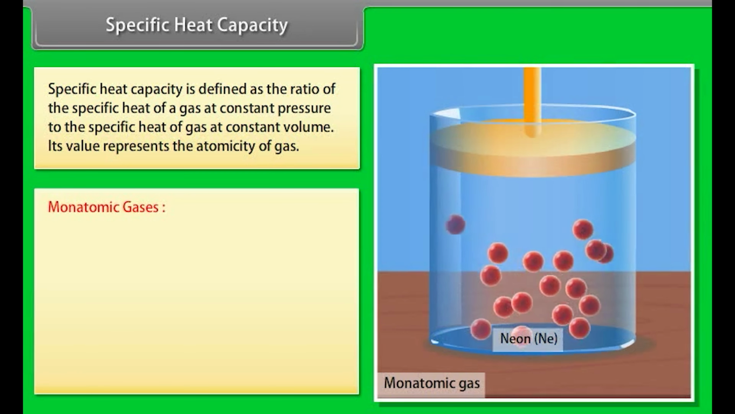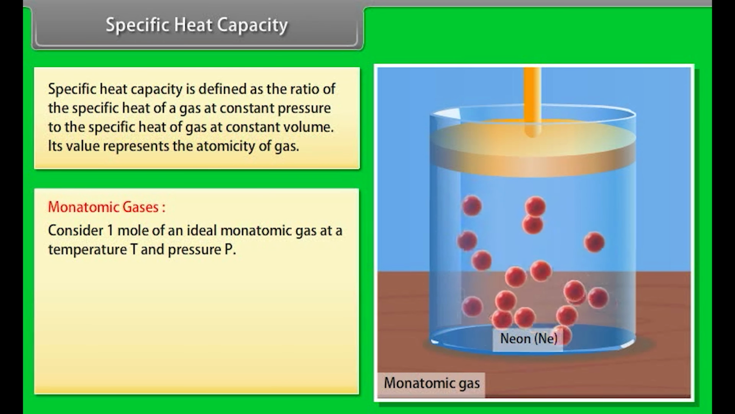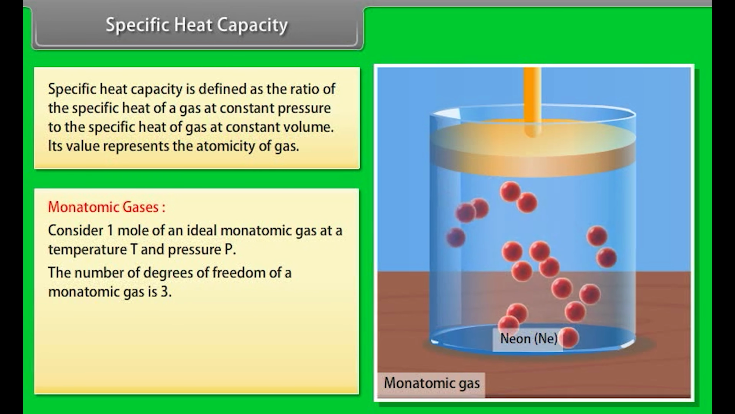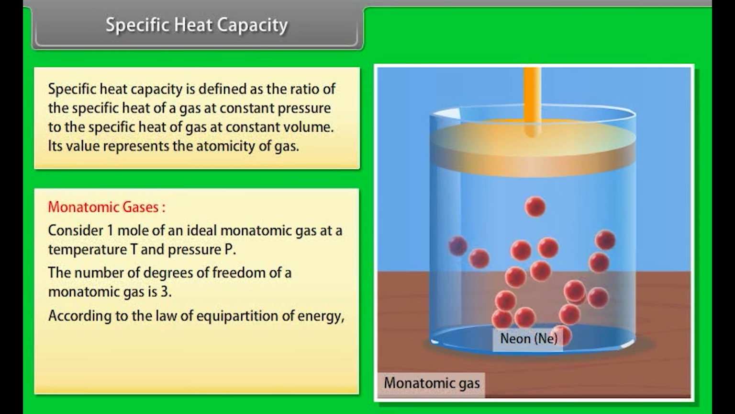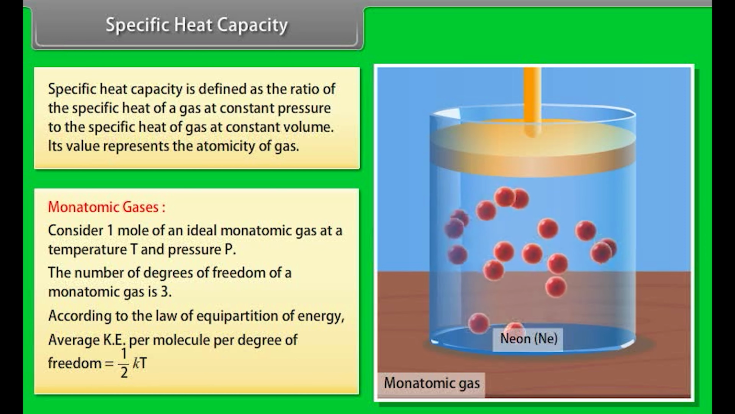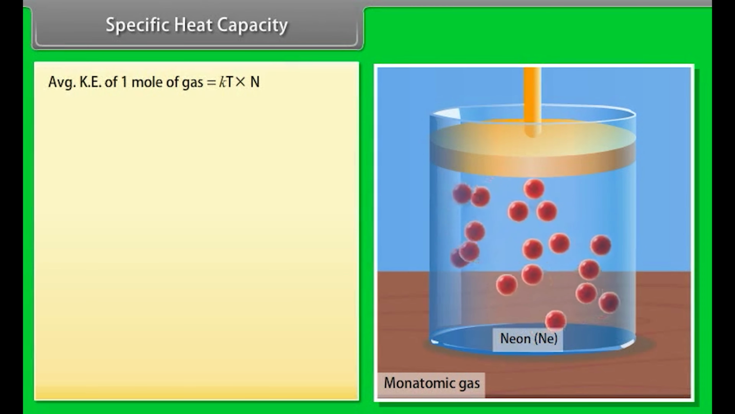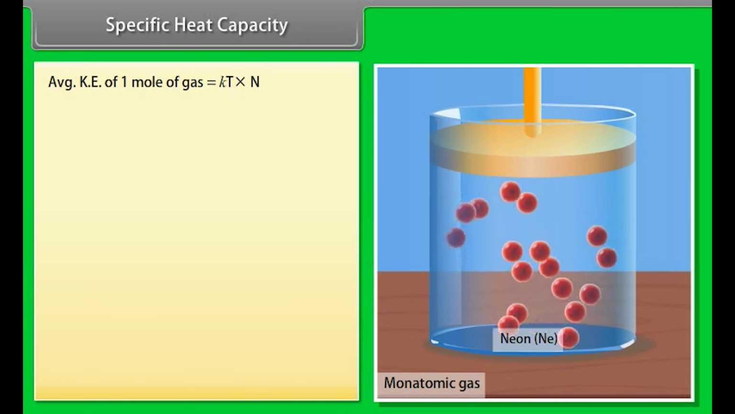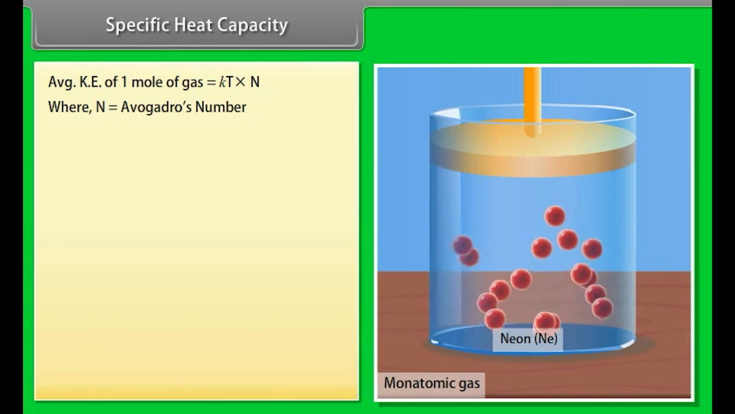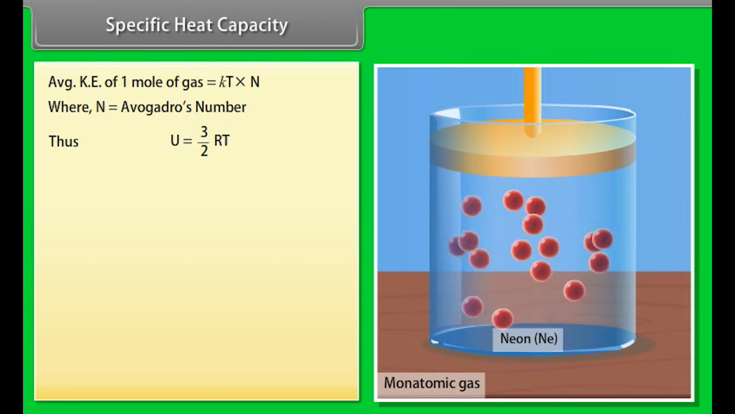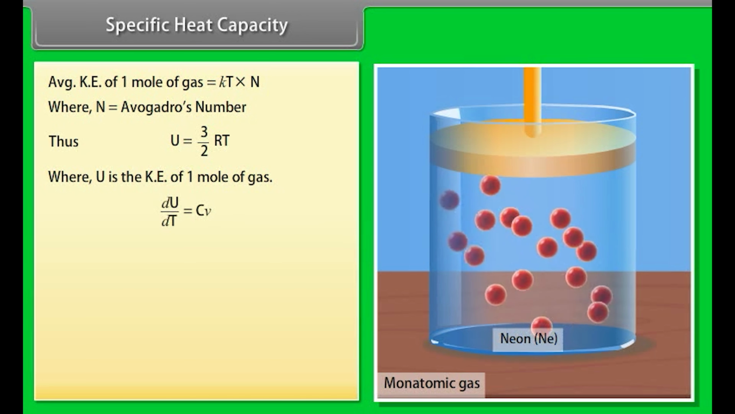Monoatomic gases. Consider 1 mole of an ideal monoatomic gas at a temperature T and pressure P. The number of degrees of freedom of a monoatomic gas is 3. According to the law of equipartition of energy, average kinetic energy per molecule per degree of freedom is equal to half kT. Average kinetic energy of 1 mole of gas is equal to 3/2 kT into N, where N is Avogadro's number. Thus, U is equal to 3/2 RT, where U is the kinetic energy of 1 mole of gas. dU/dT is equal to Cv.